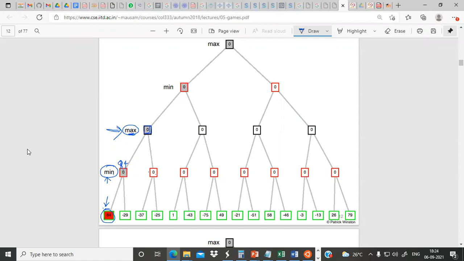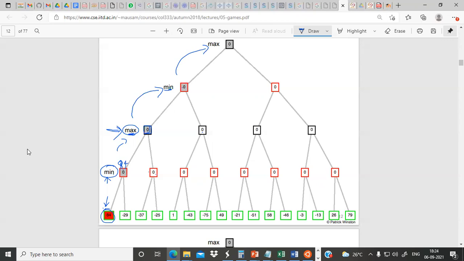It continues again. The backup will go to its parent also. Now this is minimize. It wants the minimum of 2. What is the minimum of these 2? Both are 0, so it is 0, and this will go up to the root level. Here, what is the minimum of these 2? Again it is 0. So this is after 84.